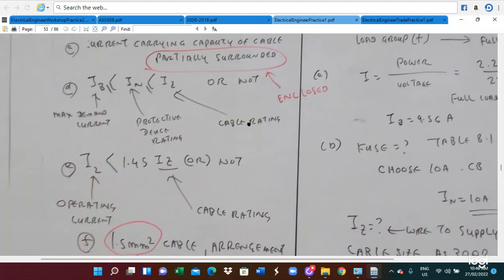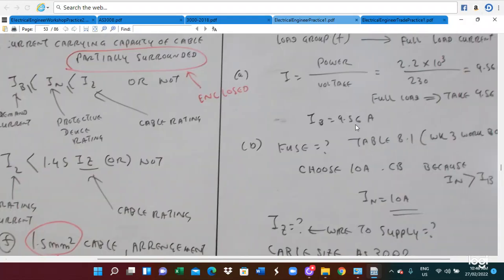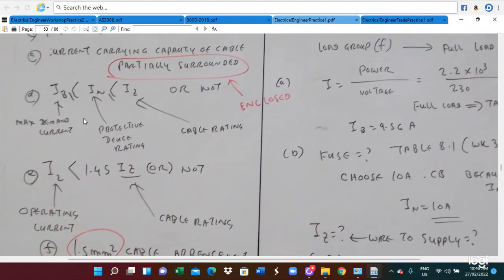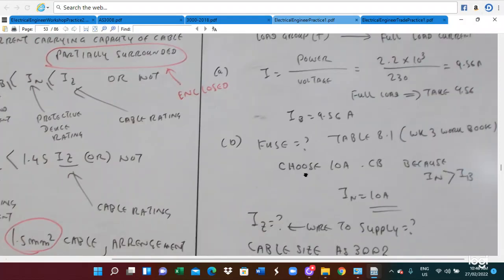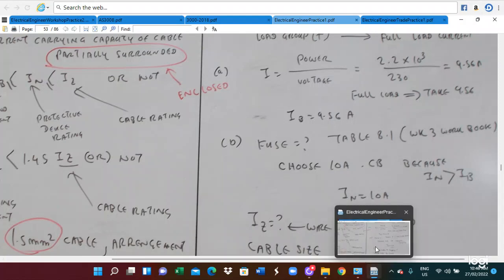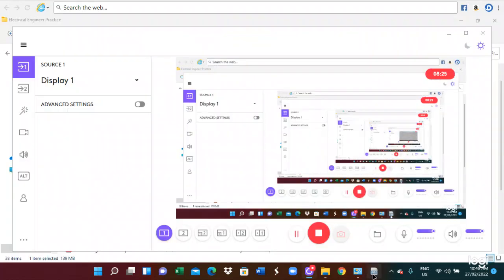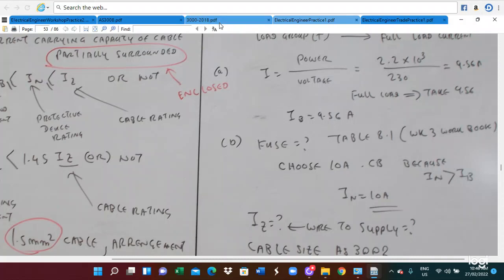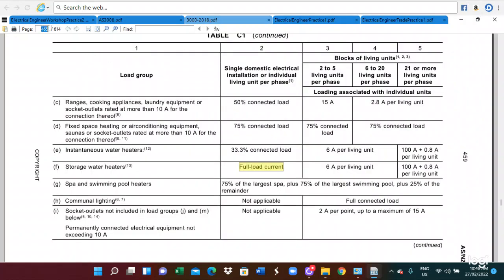Fuse protection IN must be greater than the 9.56 ampere. According to this equation, IB is the maximum demand current and IN is the protective device rating. The protective device rating must be greater than the maximum demand current. So we look at Table 8.1 of the AS3000. Table 8.1 is on page 433 of the AS3000.